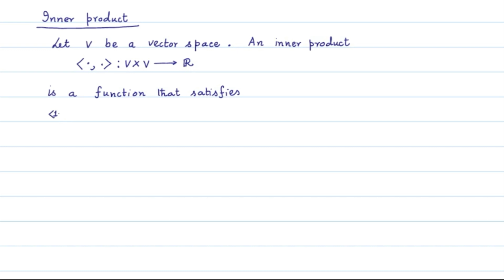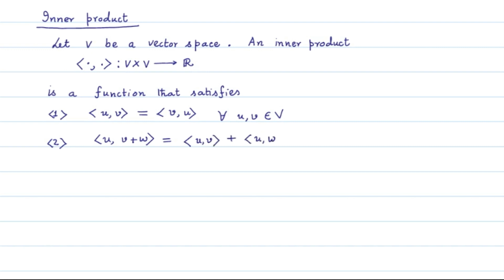The first condition is that this function is symmetric, that means the inner product of two vectors u and v is the same as the inner product of the vectors v and u. The second property is that for three vectors u, v and w, the inner product of u and v plus w is equal to the inner product of u and v plus the inner product of u and w. This property is called the linearity property of the inner product.